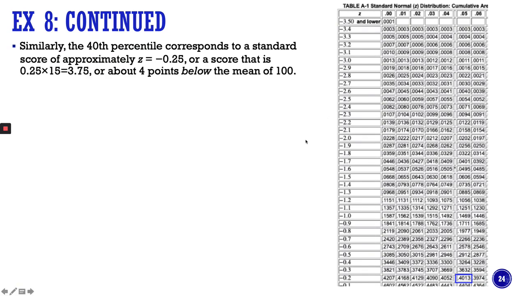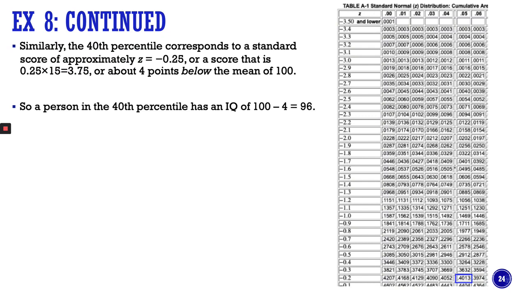or a score that is 0.25 times 15 equals 3.75. So about 4 points below the mean of 100. So a person in the 40th percentile has an IQ of 100 minus 4, which equals 96.